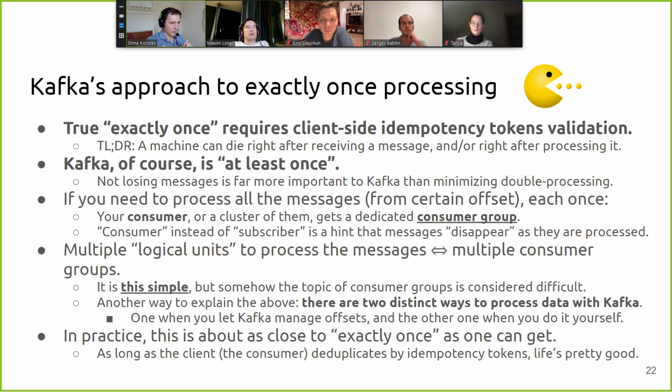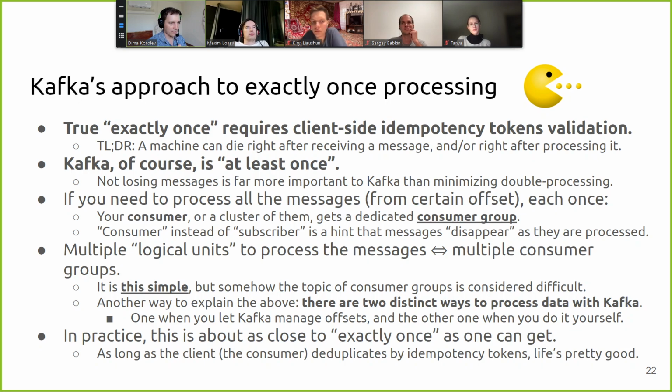Now, if you want Kafka to keep track of your offset up to which you have consumed the data, you declare your consumer part of a certain consumer group. That's an ID of a consumer group. And moving forward to the lower part of the slide, there are effectively two different ways to use Kafka in terms of consumption. If you want Kafka to own your offsets, you reuse consumer group IDs.